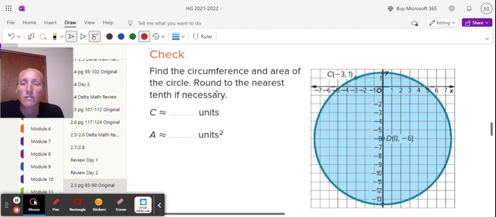So find the circumference and the area of the circle, round to the nearest tenth. So we have to know our formulas, have to know when they're going to come up. Circumference is 2 pi r and area is pi r squared. So I know those are my formulas here. What that requires me to find is the radius.